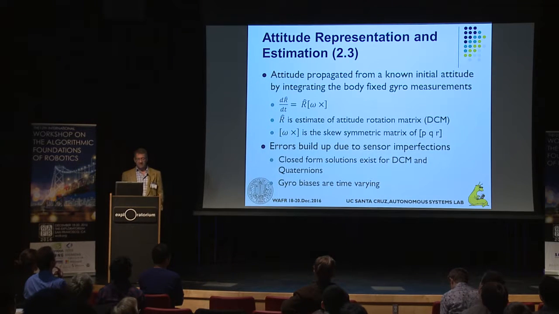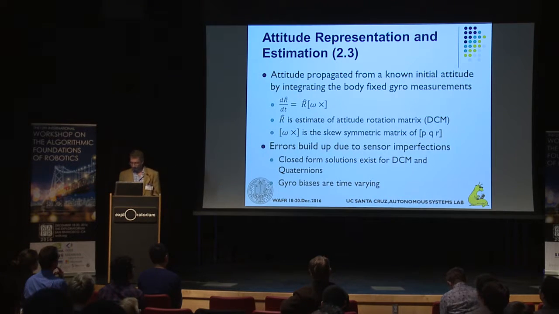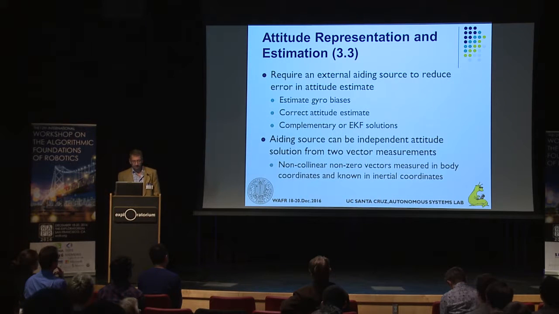So the basic idea, it's a nonlinear problem. You propagate it by integrating the gyros in one of the various parameterizations you use, and you have an attitude estimate. You can propagate it with the skew symmetric of your body fixed rotations. And that works great, but the errors build up. They build up for a lot of reasons, and you need something to correct it or you just drift off over time. So, requiring external aiding sources, just to correct everything.